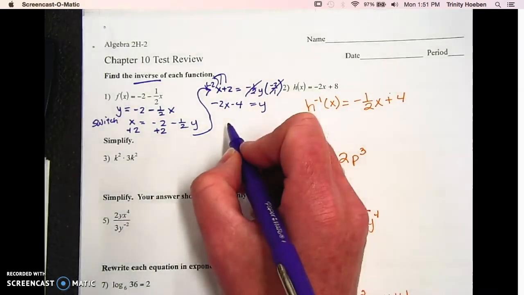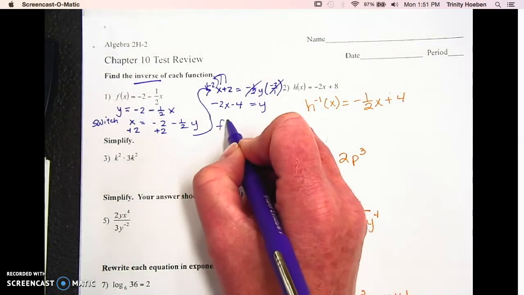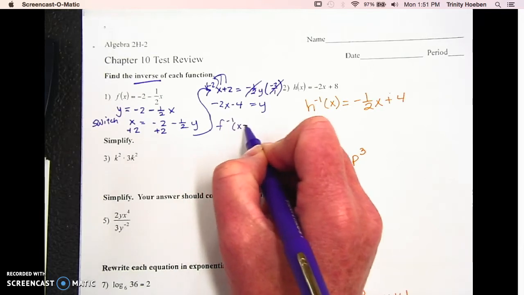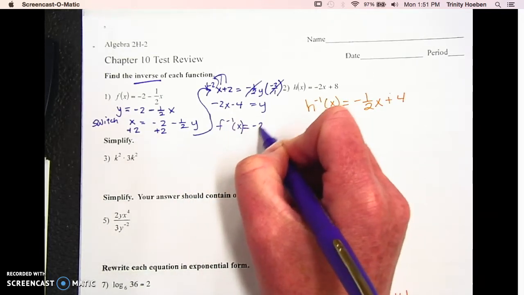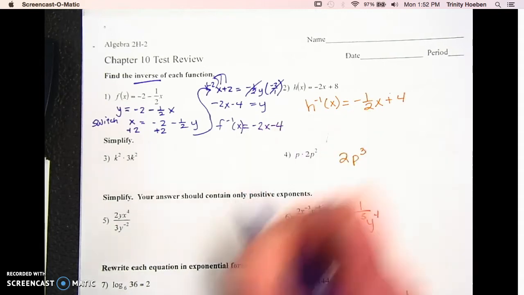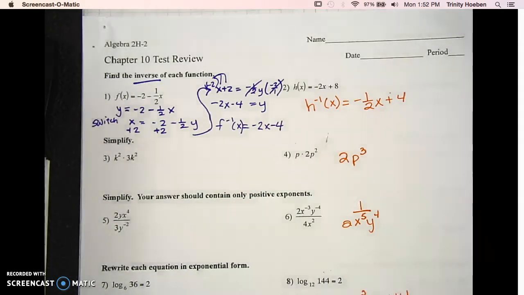When you go to rewrite the final answer, you're just going to say the inverse function of x is equal to -2x minus 4. Should that be plus? No. Okay.